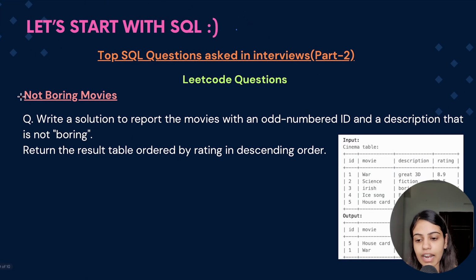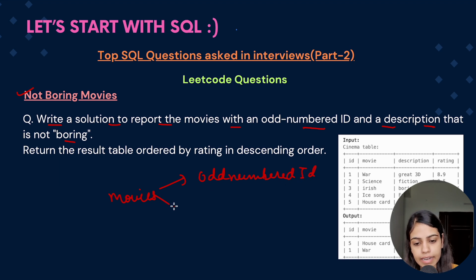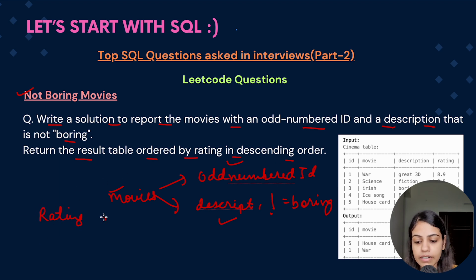Now coming to the next question, that is not boring movies. So here we have to write a solution to report the movies with an odd numbered ID and a description that is not boring. So we have to get all the movies having an odd numbered ID, and the second thing is, they should have a description which is not equal to boring. After that, we have to return the table ordered by rating in descending order. So this is what is given in this particular question.